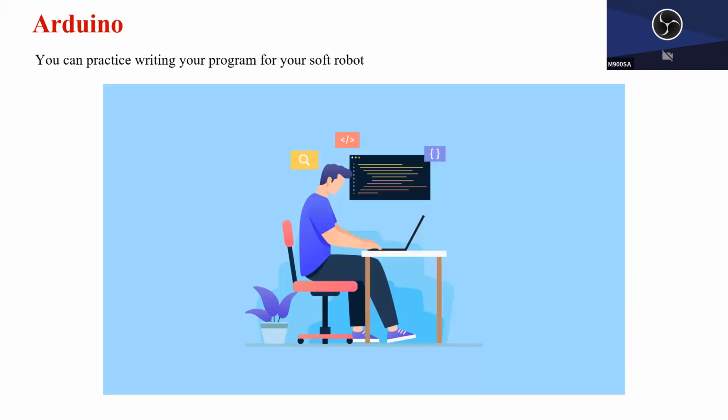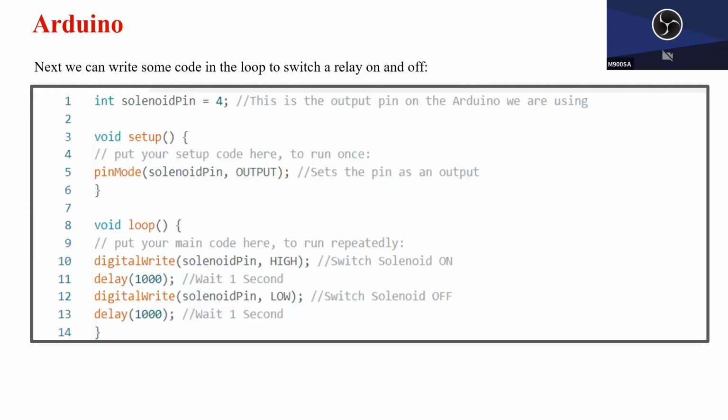Who cannot write Arduino programming? Raise your hand. So I guess everyone here does know the basic code of Arduino. It's really, really simple.